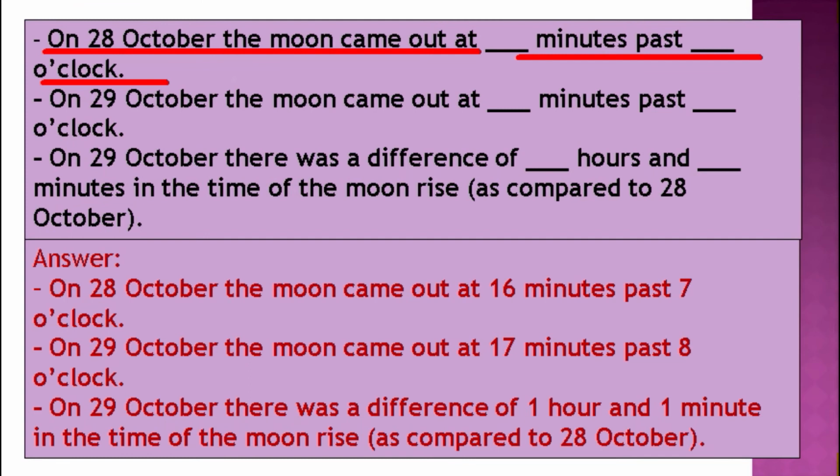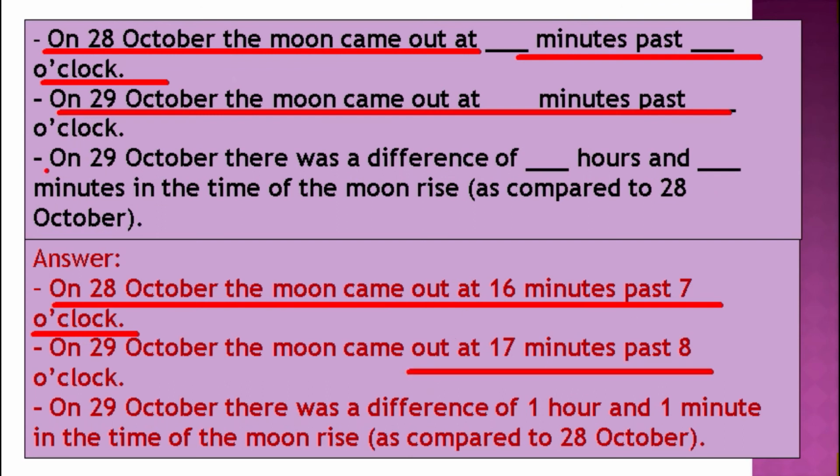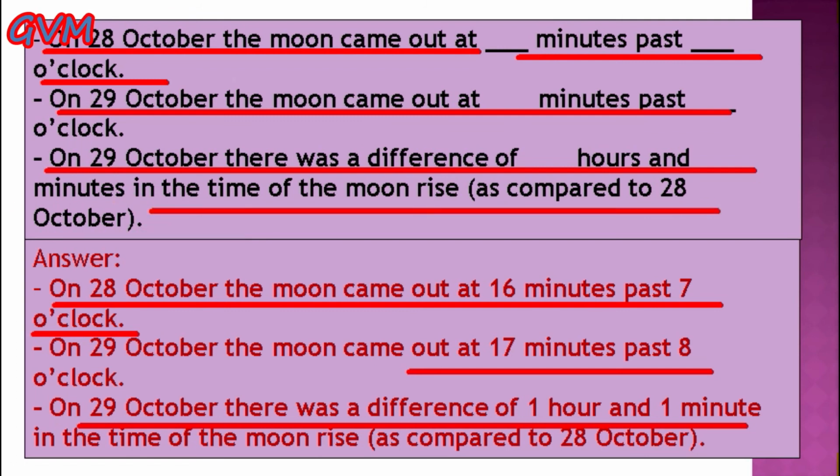And students, when you observe the table carefully, you will find that on 28 October the moon came out at 16 minutes past 7 o'clock. In the same way, on 29 October the moon came out at 17 minutes past 8 o'clock. Similarly, on 29 October there was a difference of 1 hour and 1 minute in the time of the moon rise as compared to 28 October. So students, for the answers of these, you have to carefully observe the table.